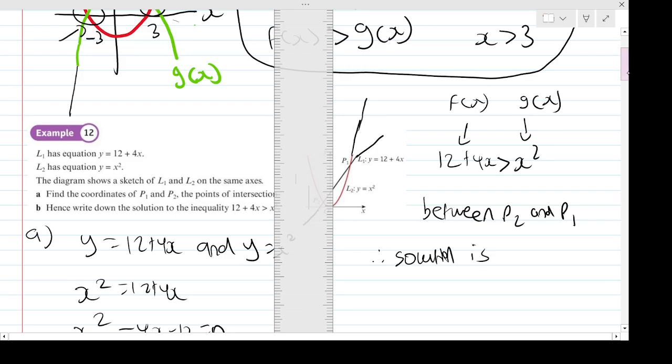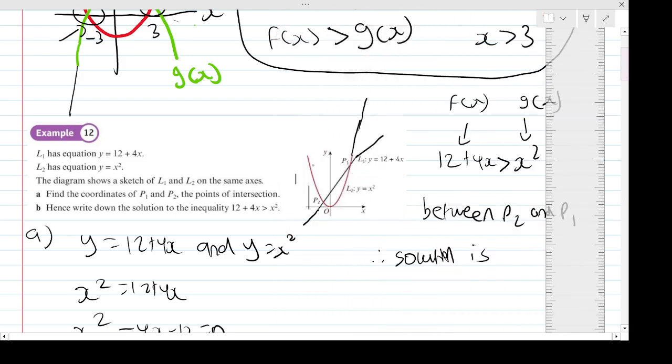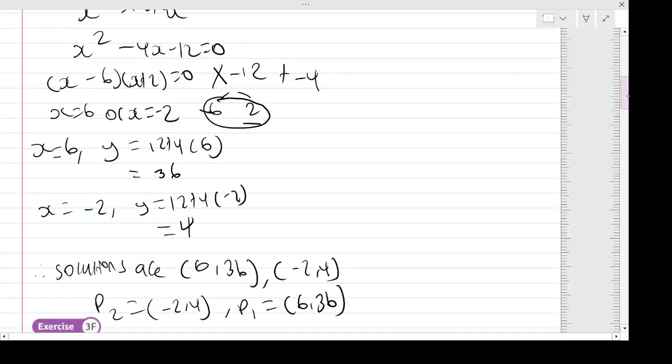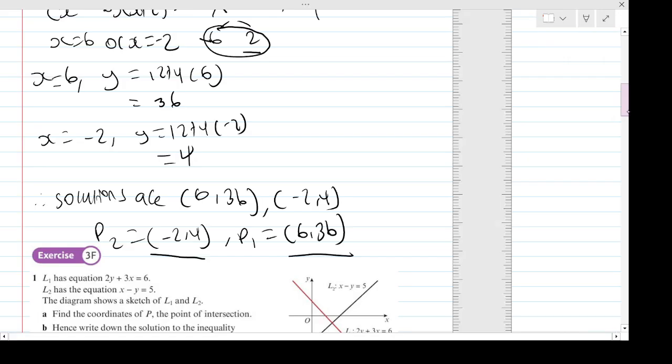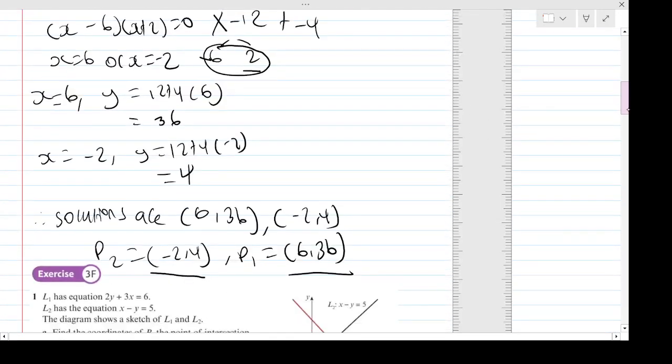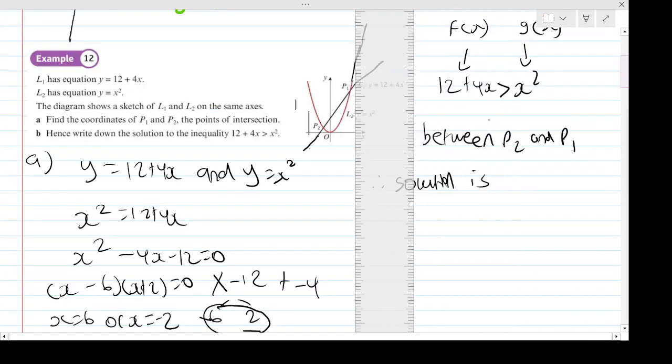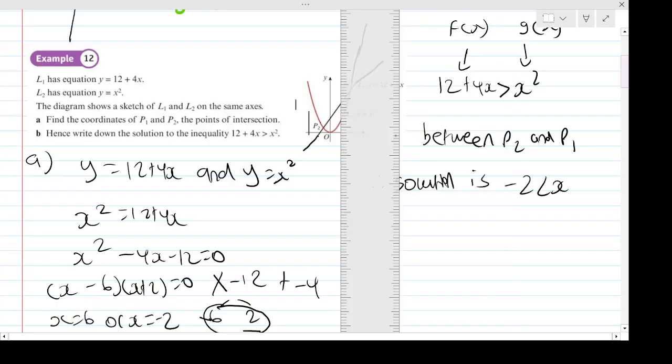But we know the x coordinates of both these points. We worked that out in part A. P2 we know is (-2, 4), and P1 is (6, 36). So the x values are going to be between -2 and 6, and that's our answer. Cool.